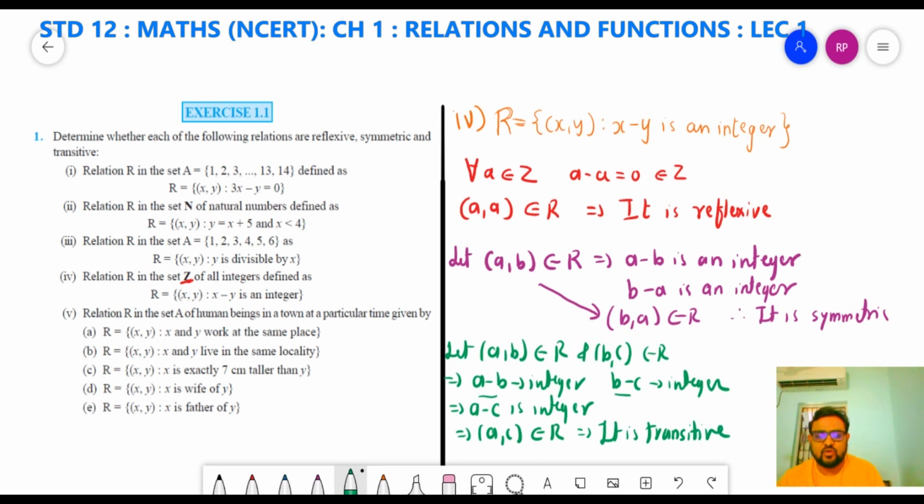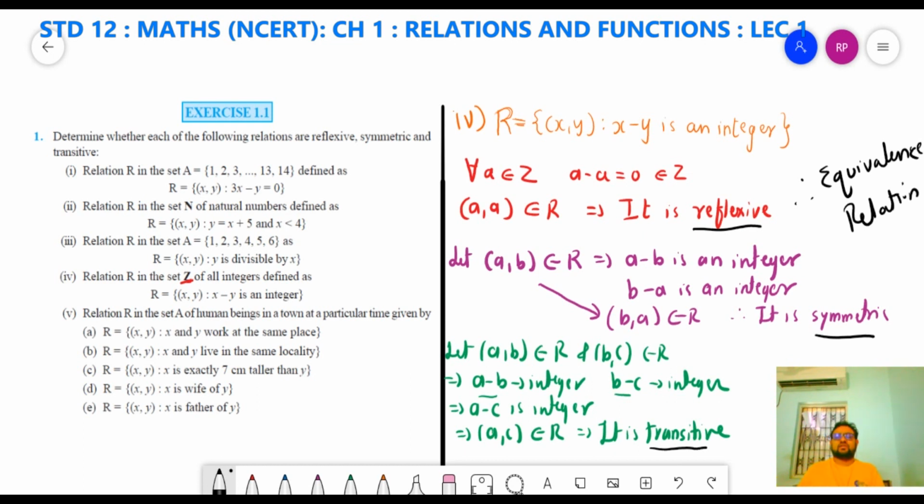Clear? So the given relation is reflexive, symmetric, and transitive. Therefore, it is an equivalence relation. It is not asked, but we can write it down. Therefore, it is an equivalence relation. Clear? So note it down. Now let's move to the next one.